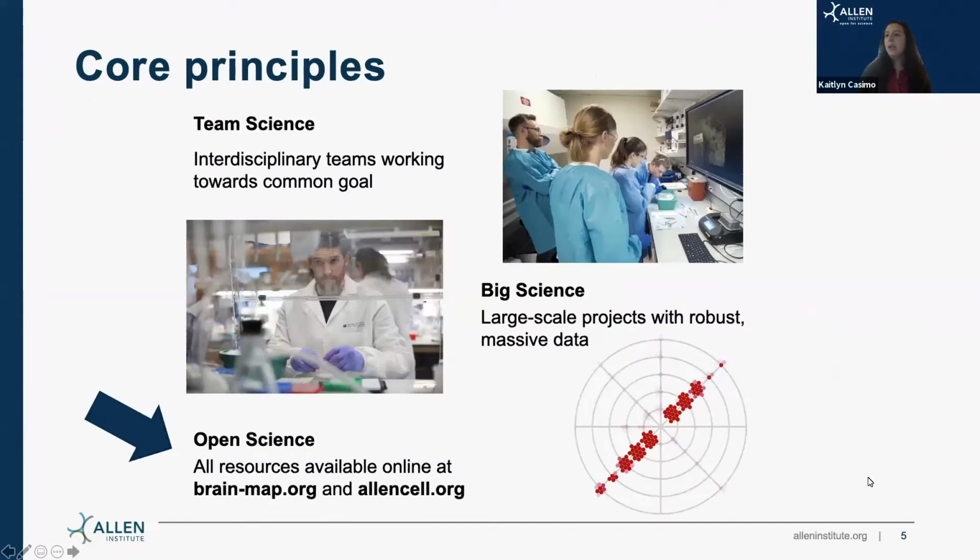So as I said, we have these 3 core principles: team science, big science, and open science. Team science means we work on interdisciplinary teams. We have scientists from about 35, I think it is, different disciplines. We have big science, large-scale projects with robust, massive data. We spend a lot of time making sure that not only are we collecting great data, we're organizing it on our website in a way that's useful to users. And open science. All of our resources are available online at brain-map.org and allencell.org. Today, we're going to be concentrating on allencell.org.